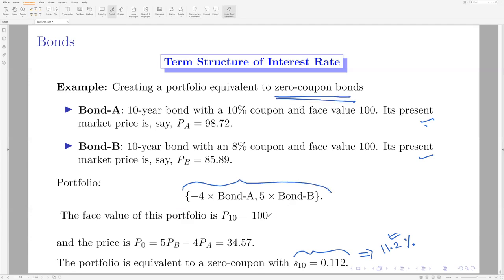Once you have this, then you have to find what is the face value, what is the purchase value. Then you have the year n, and the spot rate is equal to the face value divided by the purchase value, to the power of 1 by n, minus 1, right? So that's the formula.